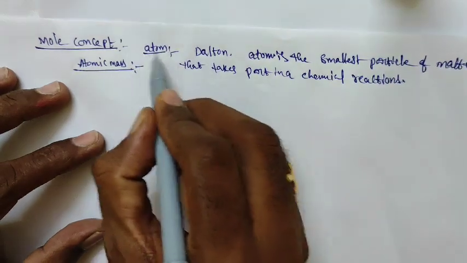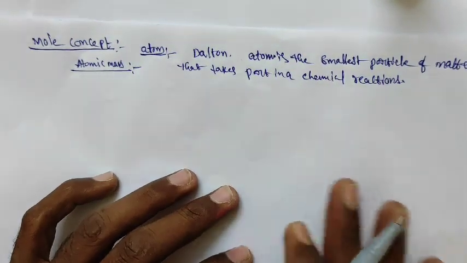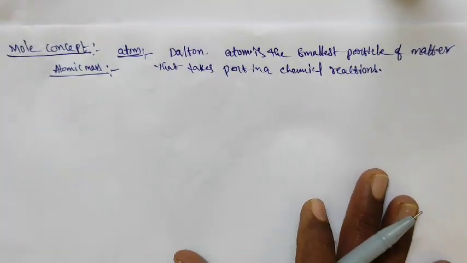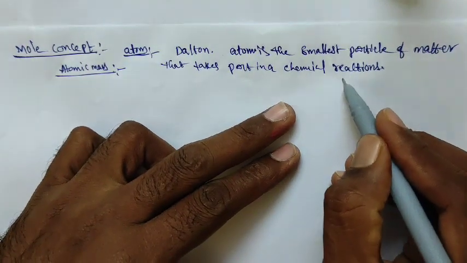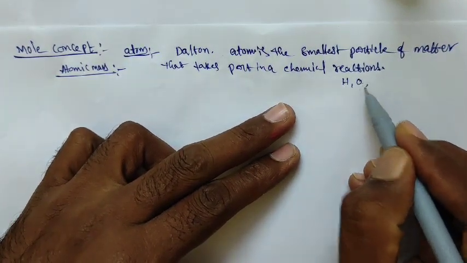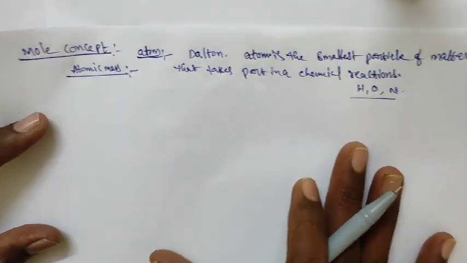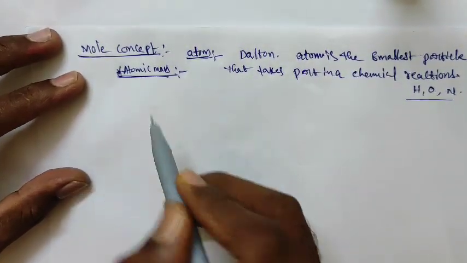So which is the smallest particle of matter? That is also the atom. Which retains all the properties of an element? Also the atom. Examples of atoms: hydrogen atom, oxygen atom, and nitrogen atom. Now our topic, atomic mass.